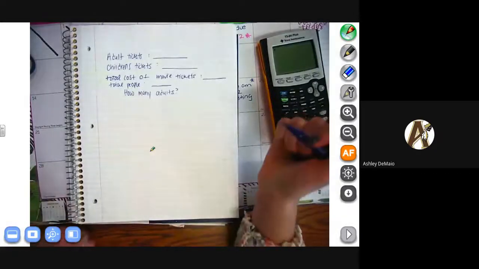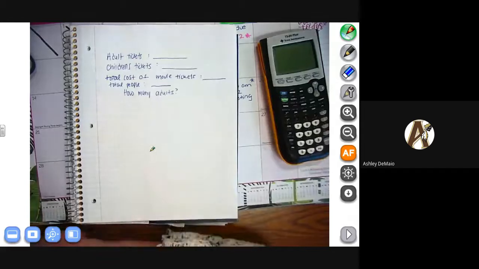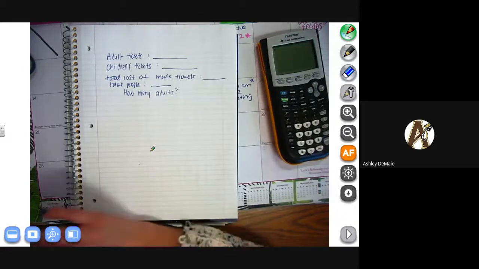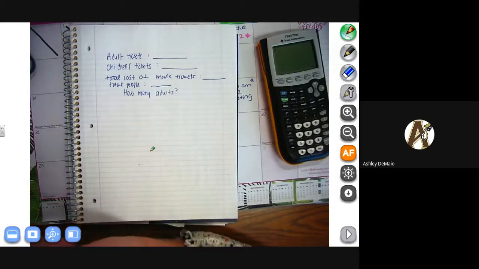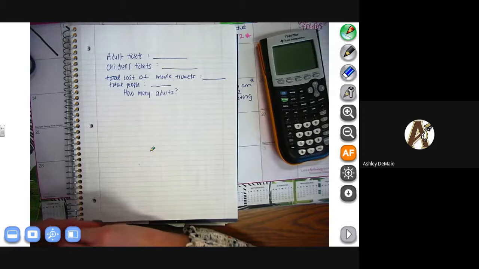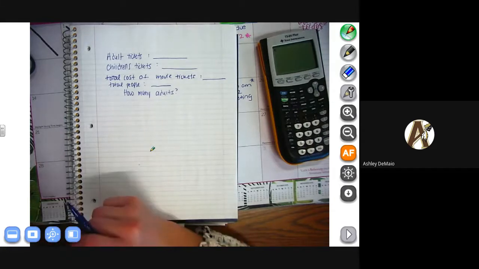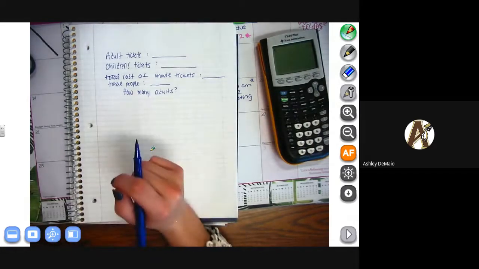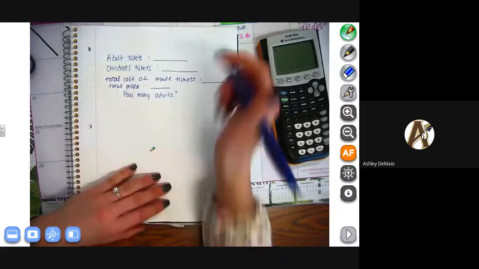Okay, so in the problem in Edulastic that we gave you, it talks about people going to a movie, and it says that there are adult tickets and children's tickets. It gives you the total cost of movie tickets and the total number of people. So what you're supposed to do each time you have a word problem like this is write down all the information it gives you. I already set it up, but now let's fill in our numbers.